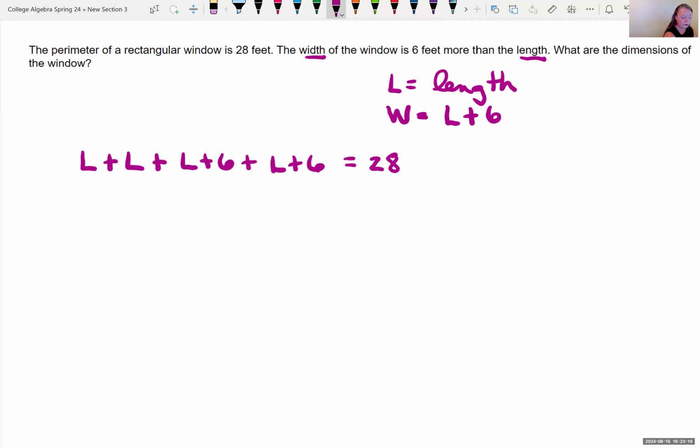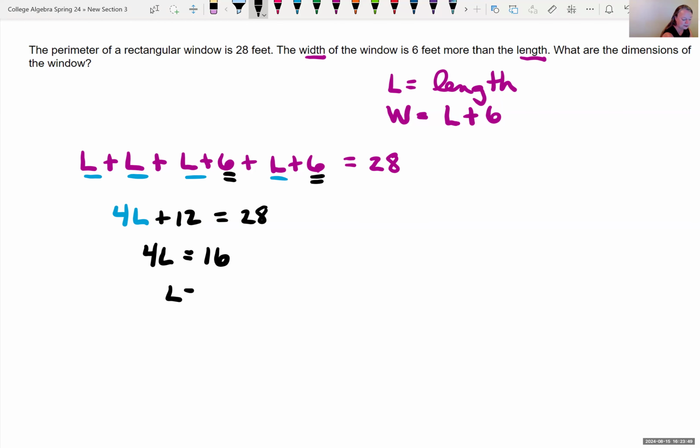So now let's just go through, add like terms. I have 1, 2, 3, 4 L's. So that's 4L plus 6, which is plus 12, equals our 28. Let's isolate the term that has L in it. So subtracting 12 on both sides, 28 minus 12, that gives me 16. And divide both sides by 4. 16 divided by 4 is 4.